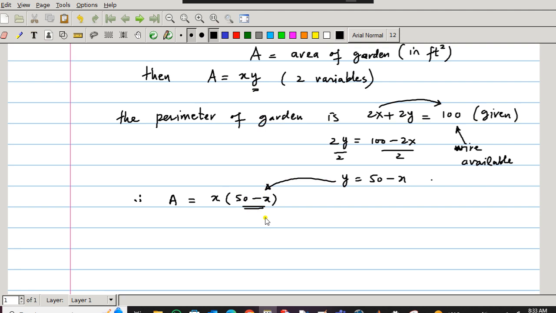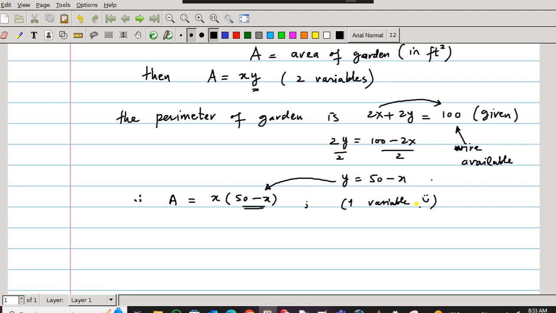So area will become x into y, y is 50 minus x. Right? So I got this as a function. Now you see this function is a one variable function. Now we have just one variable x. So now we are happy, right? Because one variable I can handle. Two variables was the problem. So whenever they give you two variables, they will give you some condition that will change it to one variable.